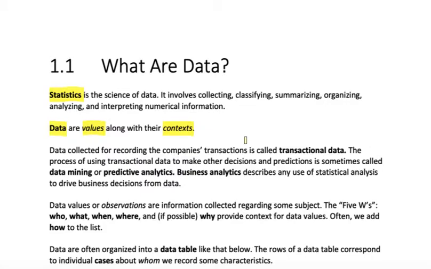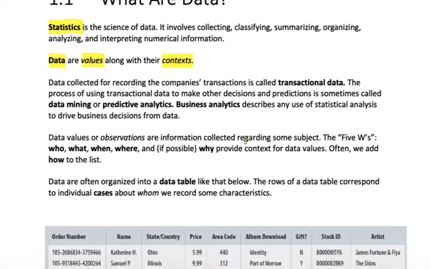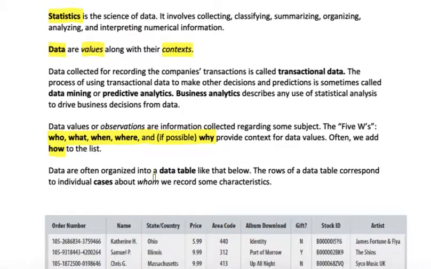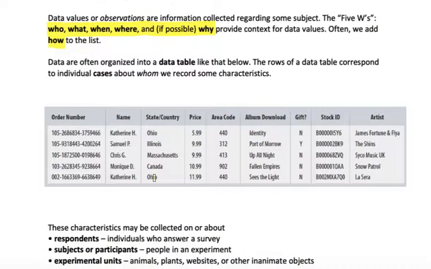So when we're looking at data, we want to keep in mind the 5 W's: who, what, when, where, and why. This is the context of the data. And often we add how to the list as well. We want to keep in mind how the data was collected. So we often have a data table like this one.